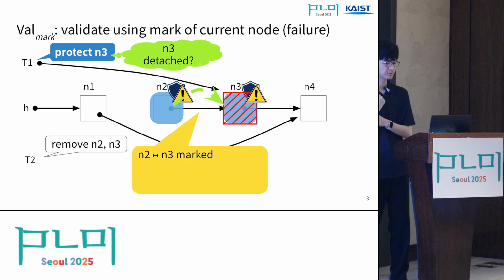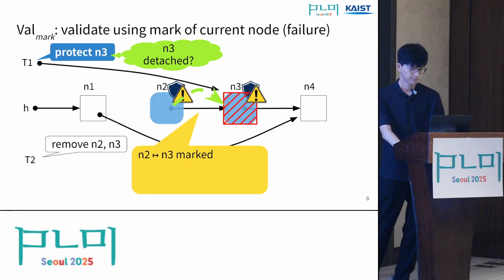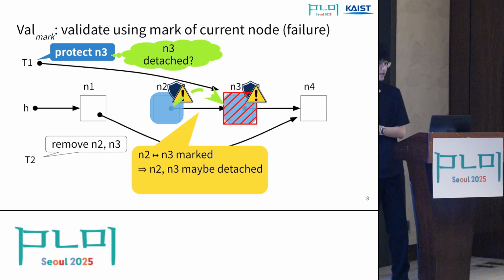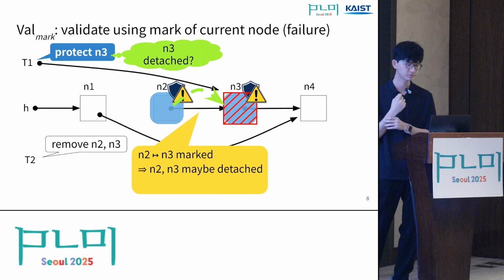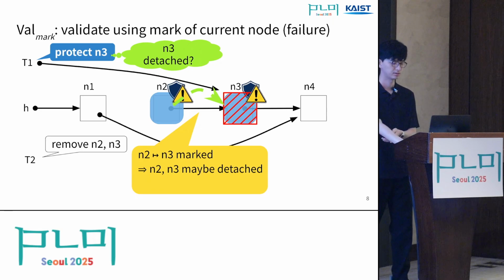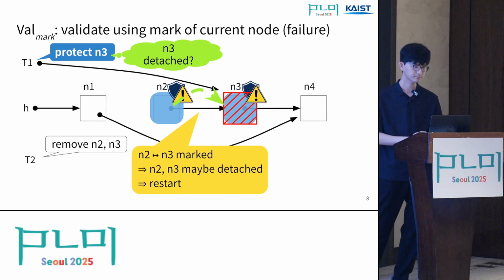Here, as node 2 is marked, T1 knows that node 2 is to be detached, and in this case it actually is, and node 3 is to be detached as well. So T1 simply gives up on trying to protect node 3 and restarts from the beginning.